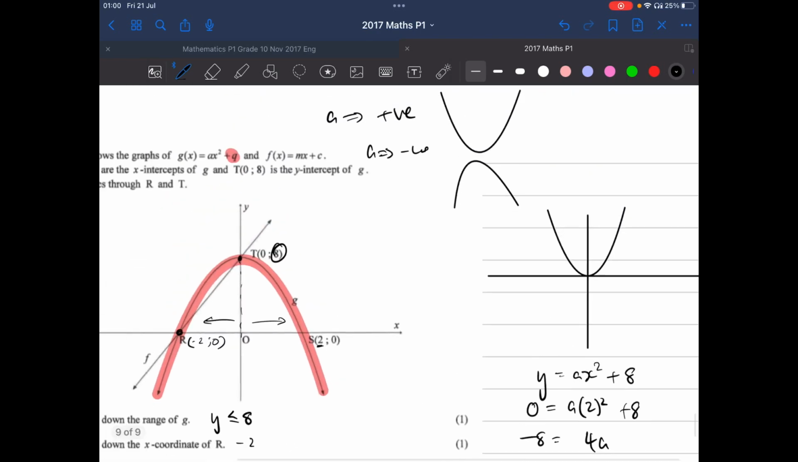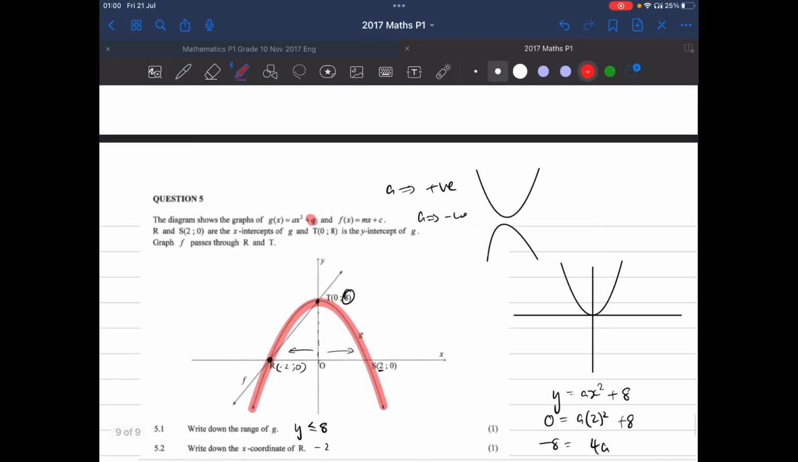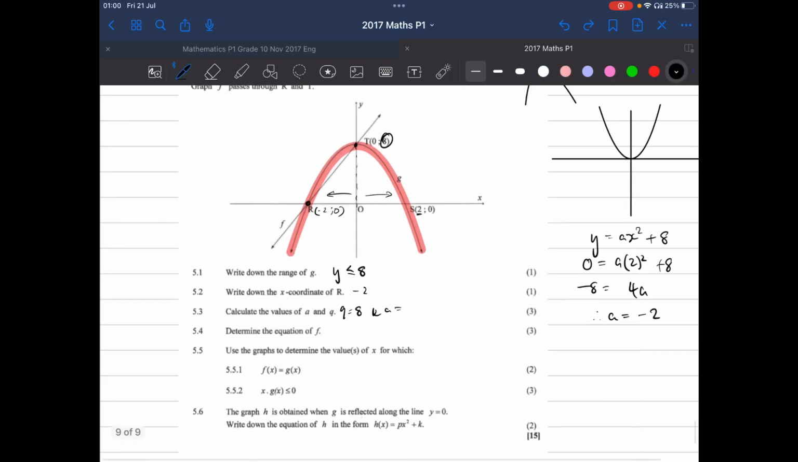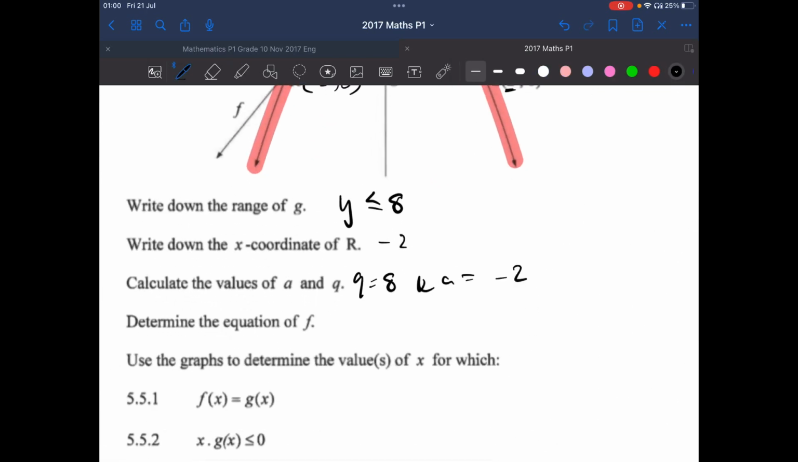Now think about this. What did I say earlier about the shape of the graph? Does our answer make sense? Yes, it does, because we're saying that a is minus 2, and we can see that we do in fact have a down-facing parabola. So a is minus 2, and that's the right answer.